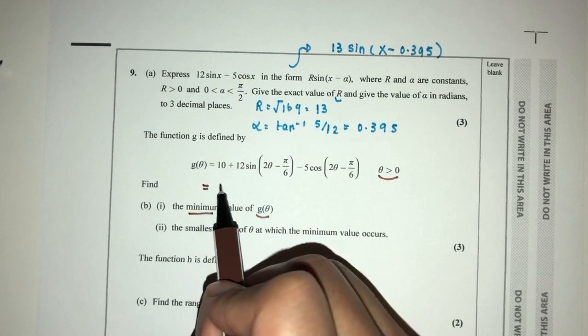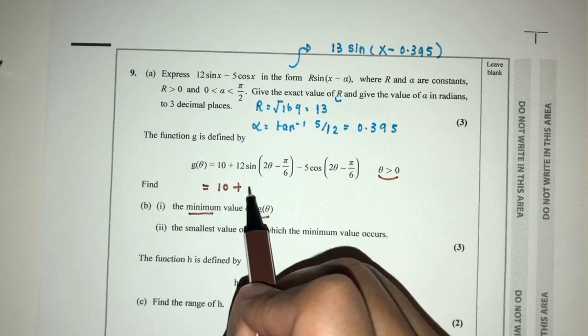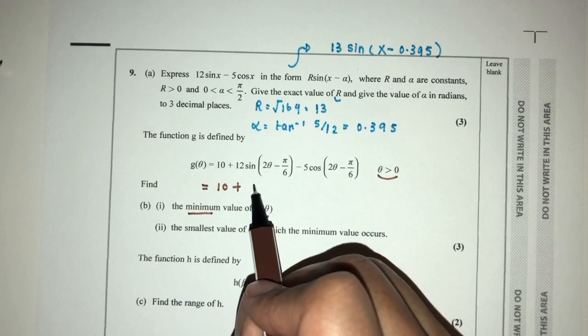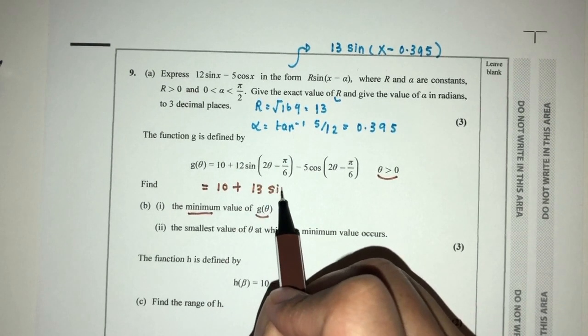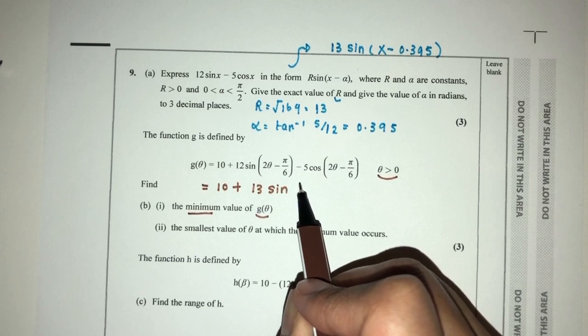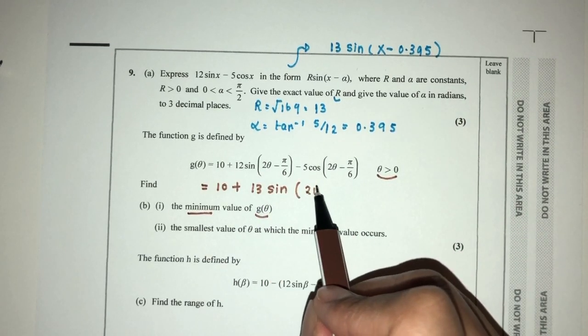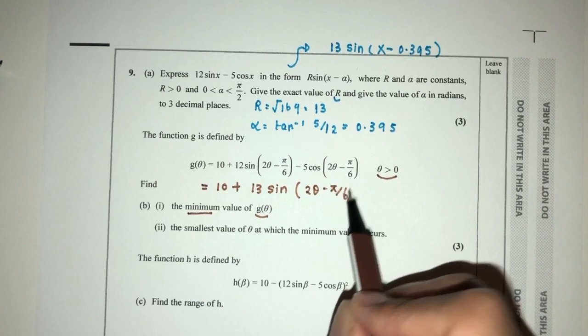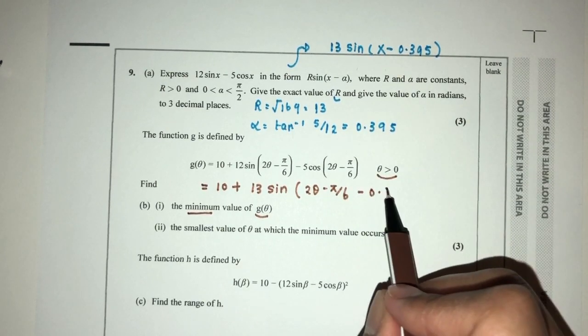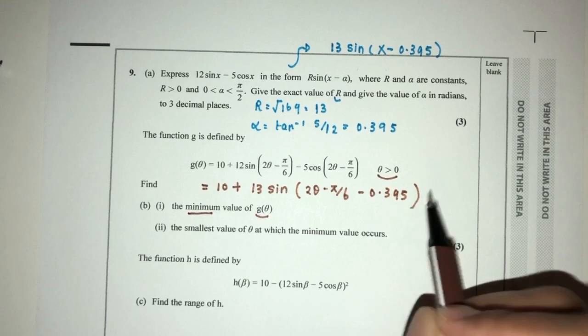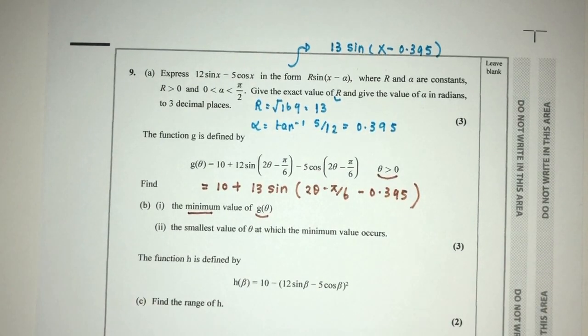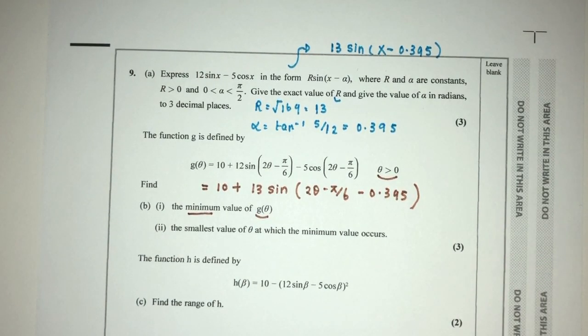So this is basically the same thing as 10 plus 13 sine of the angle. The angle here should be what? This is basically x, which is 2 this, minus the value of 0.395. If that makes sense. Right. That should be the other way to write g of x.